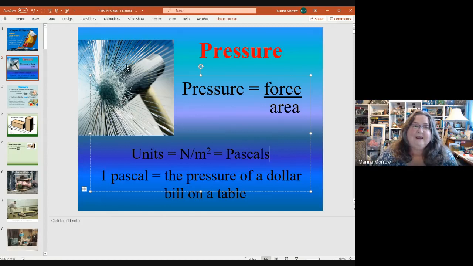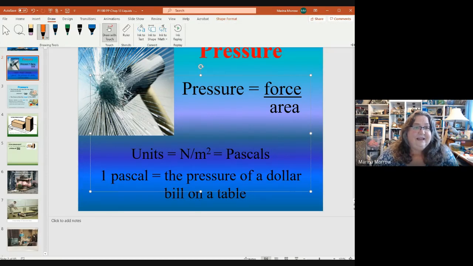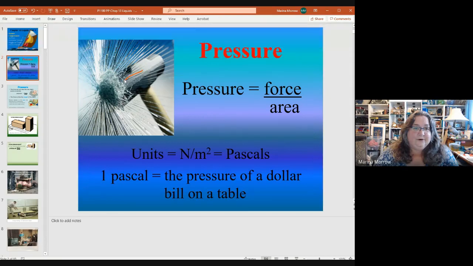Okay, but here you can see this hammer, which is probably providing considerably more in terms of units of pressure. So the force, of course, would be the force of the hammer pushing on this window glass. The area is the part of the hammer that's in contact with the window glass. Okay, so anyway, force divided by area.